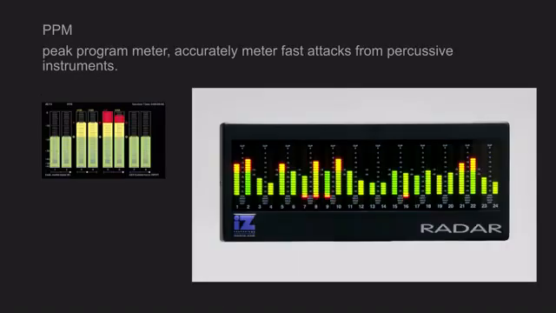So the other kind of meter is a peak program meter. That's going to be the simple one that you see like in Pro Tools on the mixing window. It just accurately meters fast attacks from percussive instruments and gives you your overall level pretty easily.